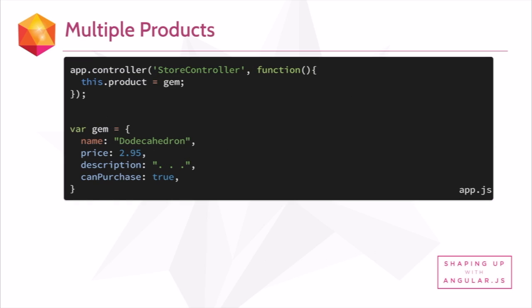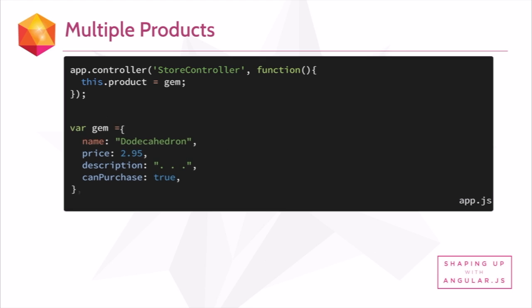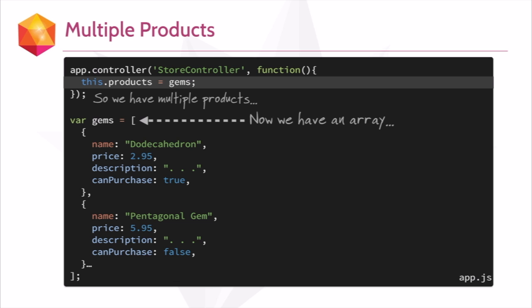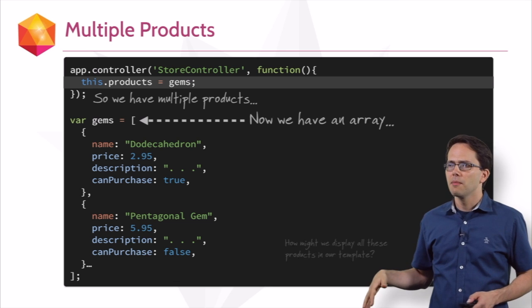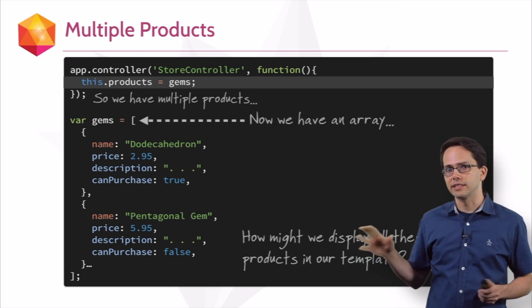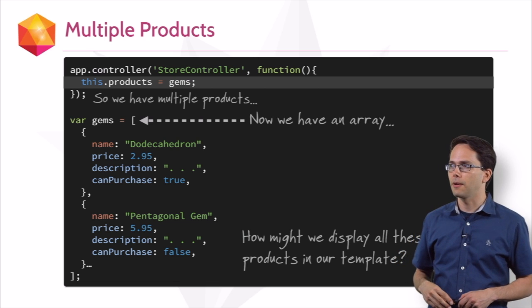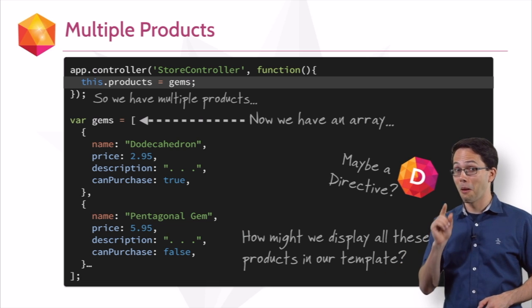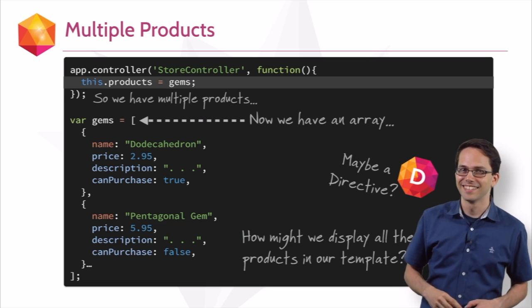What good is a store without multiple products? We only got one. So let's jump back into our app.js and change gem into gems. And you'll notice here, now we have an array with a little bracket. And now our products are equal to gems. Cool. But how are we going to display all these products inside of our index.html? Maybe a directive? If you think so, maybe you're right. Let's check it out.